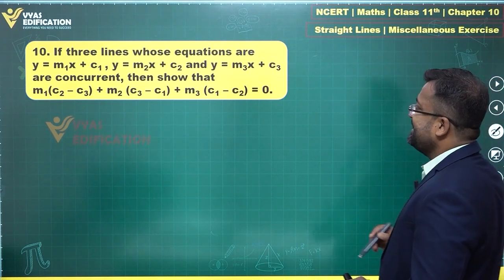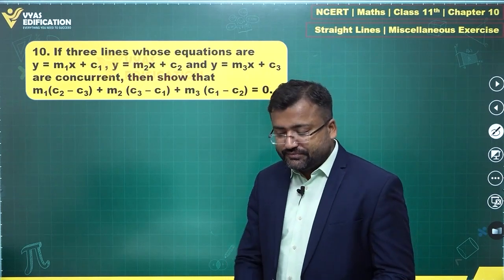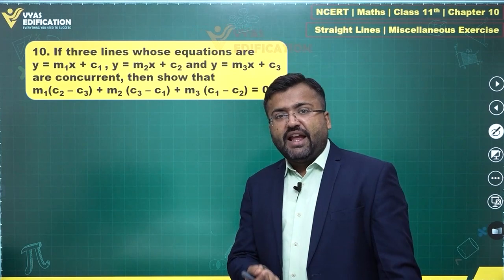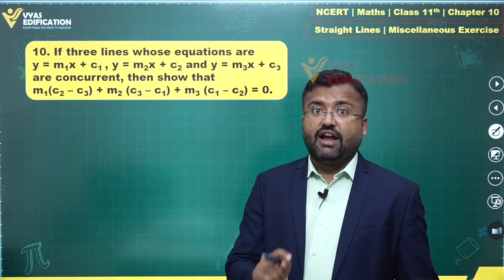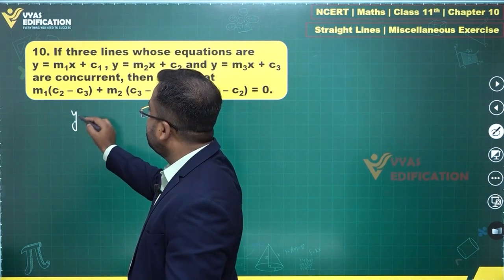Now, how do we deal with this one? If three lines whose equations are this are concurrent, then concurrency implies that the point of intersection of any two lines will lie on the third line. That's the aim and that's the way in which we'll be approaching this question.